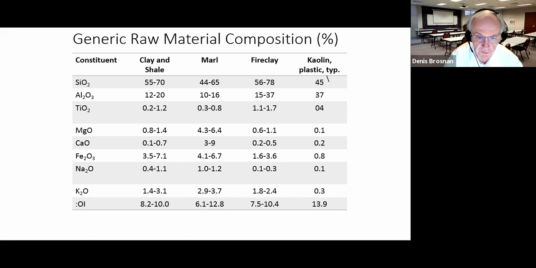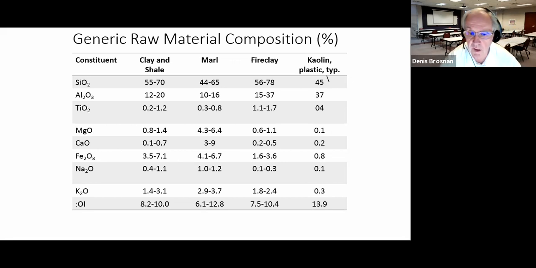But there's always a little titanium there, some basic oxides, calcium oxide, CaO, and magnesium oxide. Iron oxide, Fe2O3, is why most bricks are red. And then you see some soda, Na2O, and potassium, K2O, present in the composition. And those are the major fluxes in the composition.